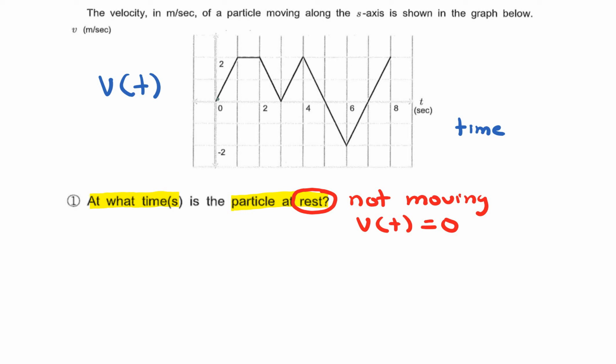There's an x-intercept at 0, there's an x-intercept at 3, there's an x-intercept at 5, and there's also an x-intercept at 7. So the times when the particle is not moving, let's just write down the times: 0, 3, 5, and 7 seconds. Hopefully that makes sense. When you have 0 velocity, you shouldn't be moving.